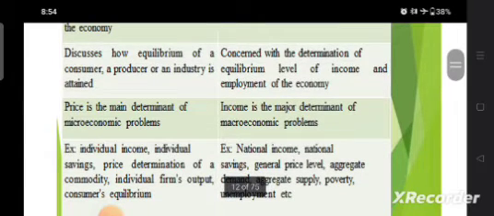A few examples of microeconomics are individual income, individual saving, price determination of a commodity, individual firm output, and consumer's equilibrium. Whereas in macroeconomics, the examples are national income, national saving, general price level, aggregate demand, aggregate supply, poverty, and unemployment. So I hope you understood the meaning of microeconomics and macroeconomics.